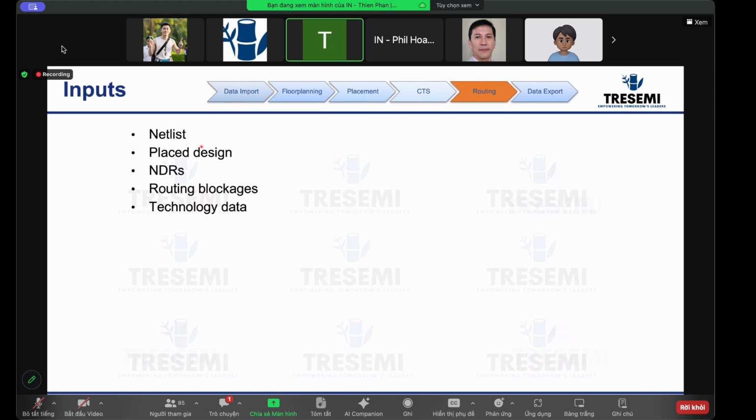So very much the key is a placed design, right? Where things are already placed, and now the router's job is to go and connect everything together, right?